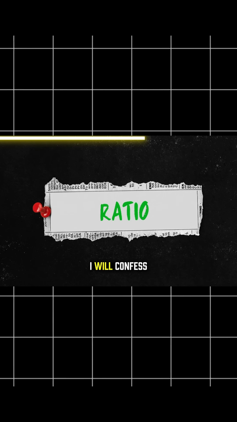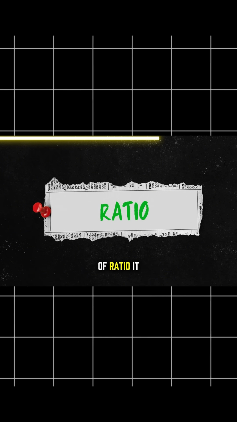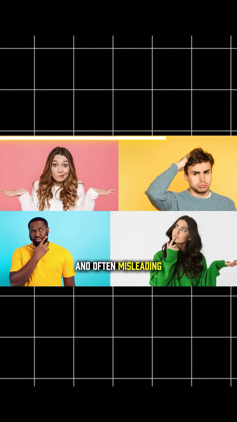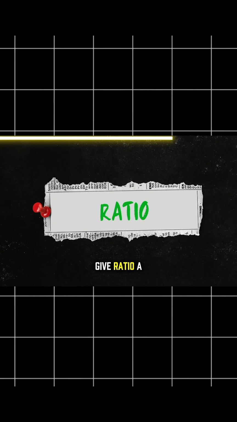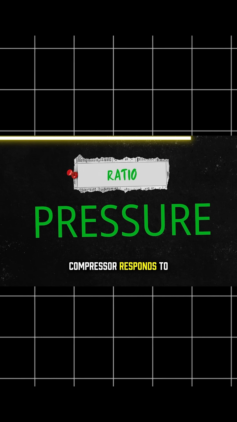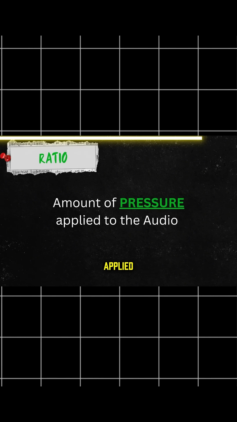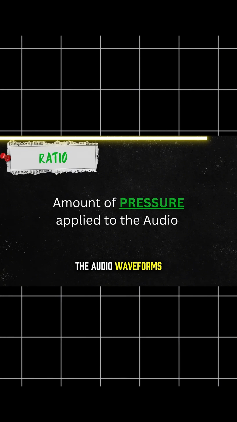Ratio. Now, I will confess that I actually highly dislike the naming convention of ratio. It can be confusing and often misleading. If I could give ratio a more accurate name, I'd call it pressure, because ratio is how forceful the compressor responds to audio signals. It determines the amount of pressure applied as we manipulate the audio waveforms.